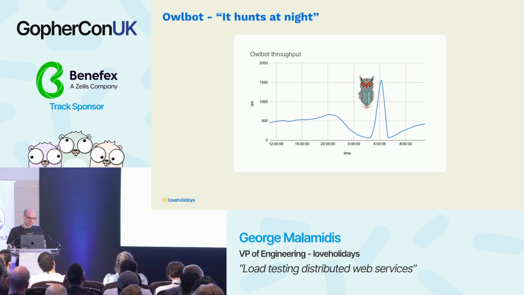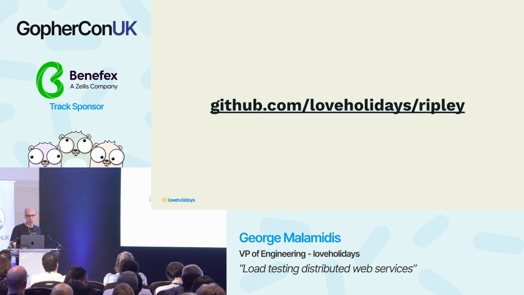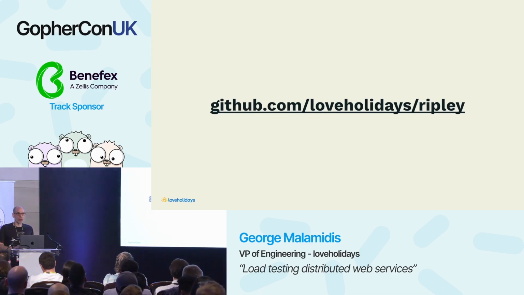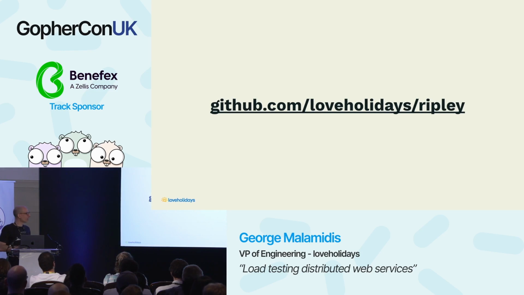So this graph is a throughput graph. You can see that the traffic that hits our systems at 3 in the morning when Albot's hunting is a lot higher than normal traffic. So inside Albot, there's Ripley, and we're going to talk about Ripley a little bit. Let me give you a second to take a photo so you can all download and build it and give it a spin.